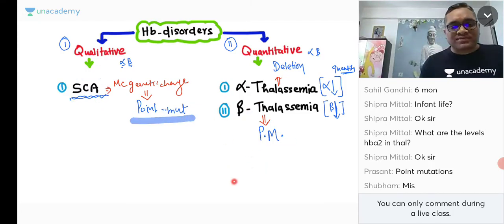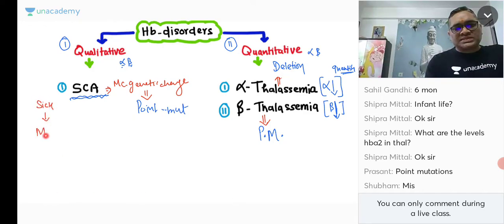Both are having point mutation. So what is the difference? What is the difference here? Sickle cell anemia. Remember, this is the mnemonic: "Sick will miss." So sickle cell anemia will be having missense type of point mutation.